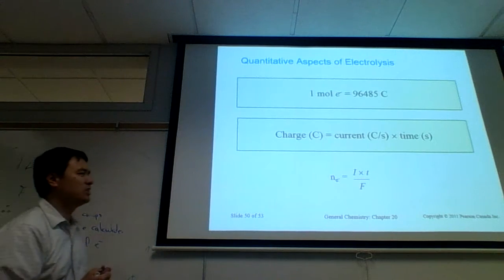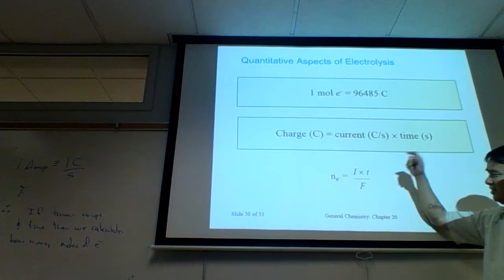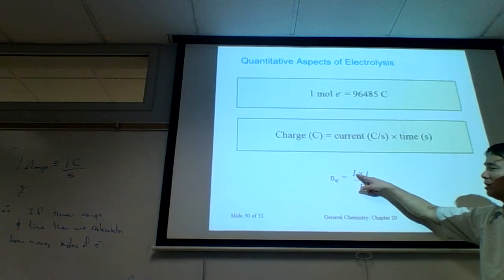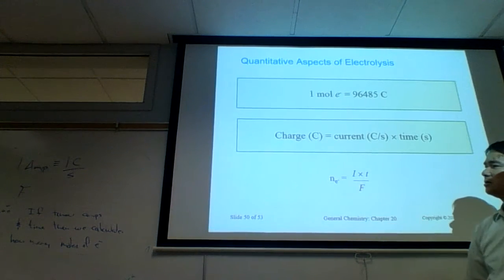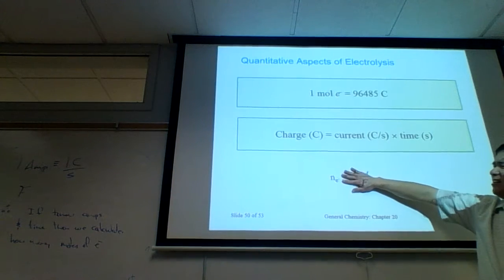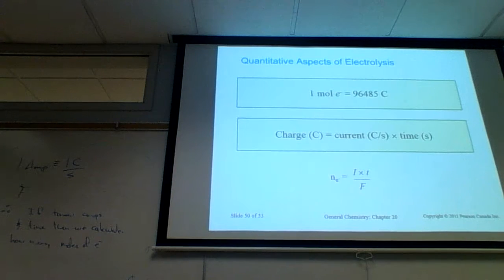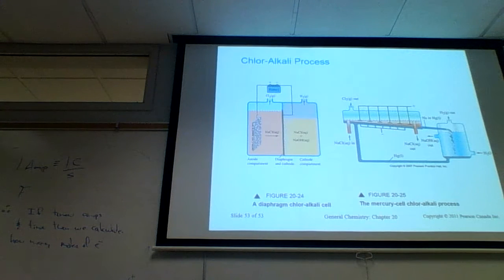So that's what this equation is trying to show: the moles of electrons is going to equal the current, amps, times time, which gives us coulombs. And the coulombs we convert into moles by using the Faraday constant. And this equation we don't have to memorize, we just do it using dimensional analysis. Easy enough. So let's go back to this cell.